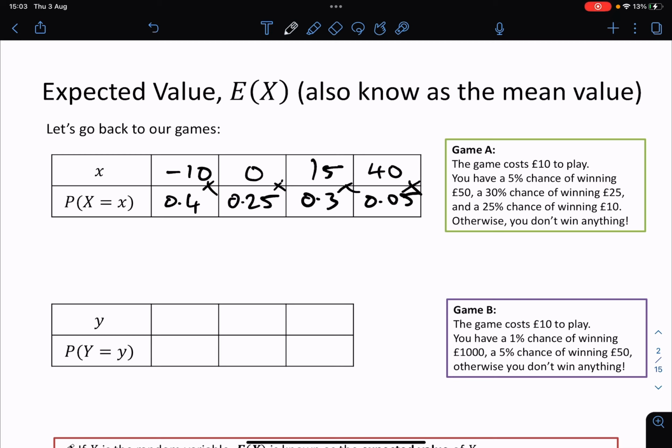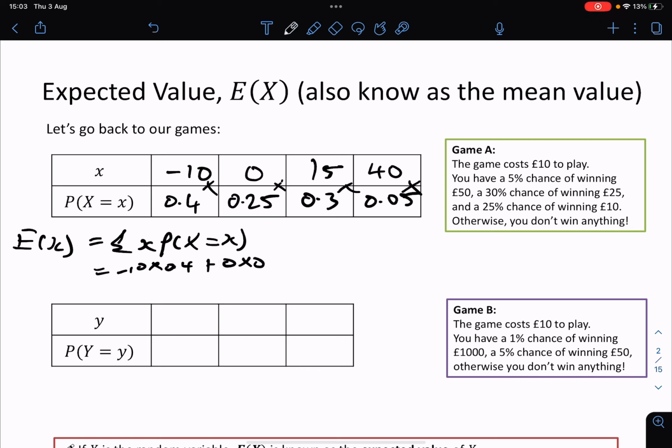Now, what we know as the expected value would be E of x, the expected value, which is quite literally the sum of x times the probability that x equals x. So, let's do that. Minus 10 times 0.4, you're going to get the drift here now. 0 times 0.25, 15 times 0.3, 40 times 0.05, which is 2.5, exactly as we did before.